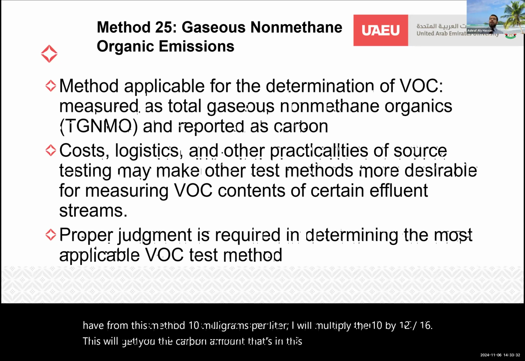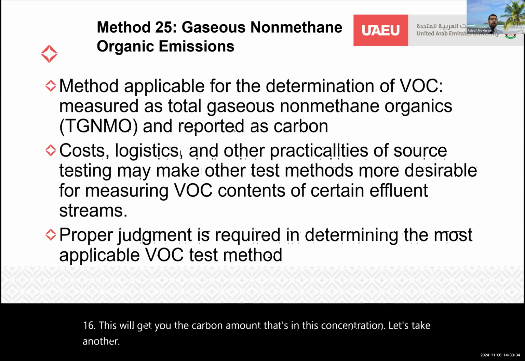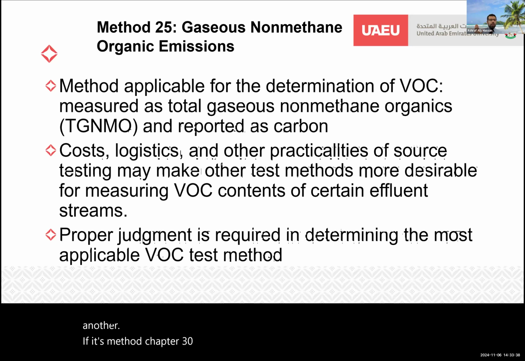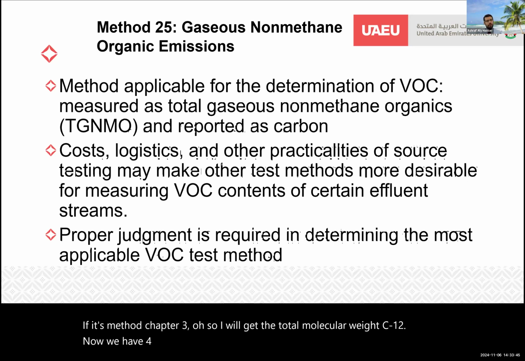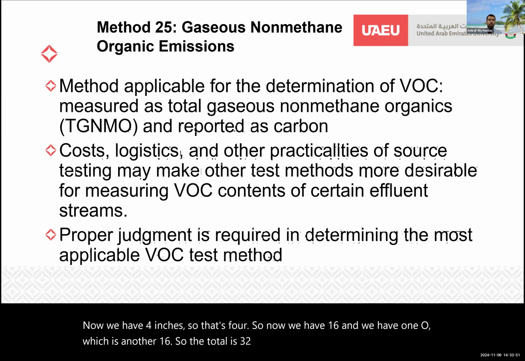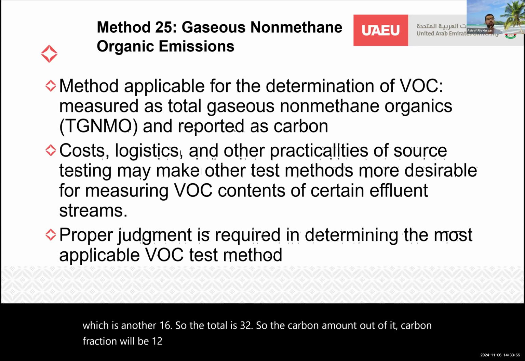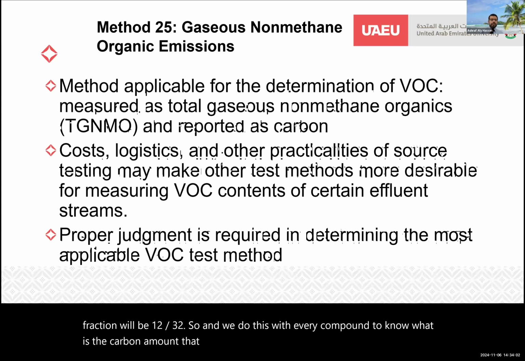Let's take another, if it's methanol, CH3OH. So I will get the total molecular weight, C is 12. Now we have 4 H's, so that's 4. So now we have 16, and we have 1 O, which is another 16. So the total is 32. So the carbon fraction will be 12 over 32. And we do this with every compound to know what is the carbon amount that is there.